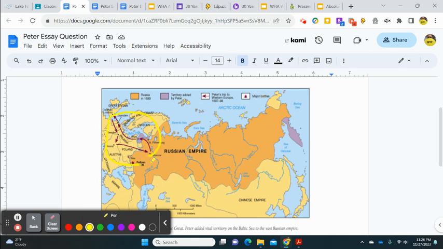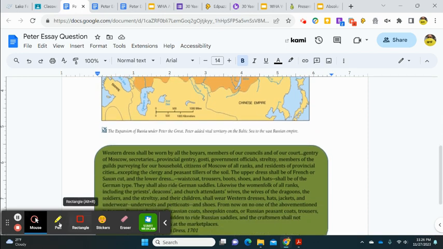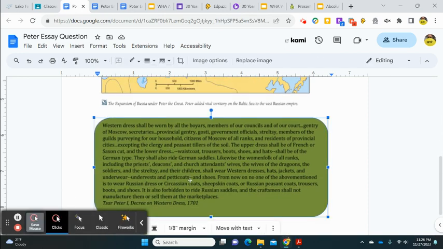You see where Peter the Great has traveled. One of the questions is the map. You see where Peter the Great traveled into Western Europe. Remember, one of the things we learned about was him westernizing based on his travels and some of the things that he did to westernize Russia. One of those things was the Western dress, and this is a description of that Western dress.